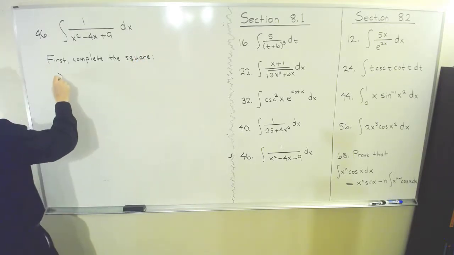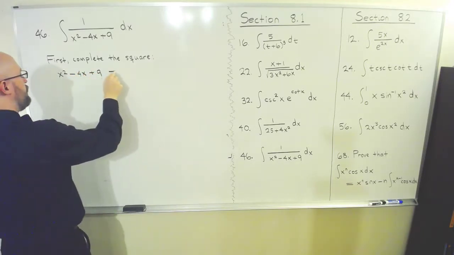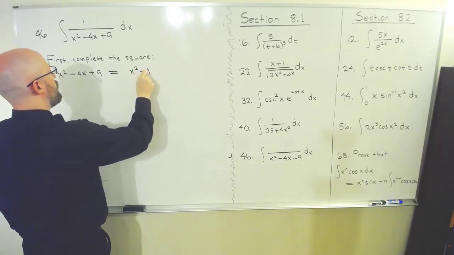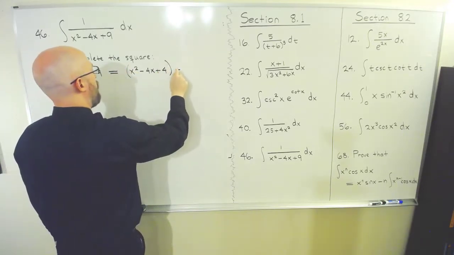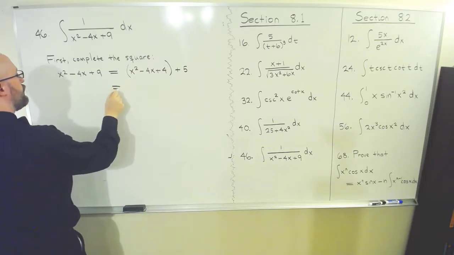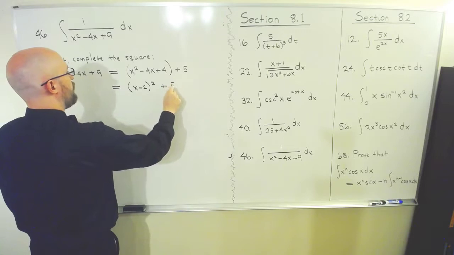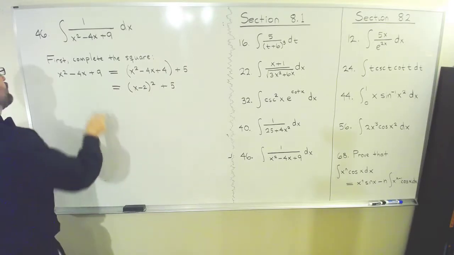Now the way this looks is I can rewrite x squared minus 4x plus 9 as x squared minus 4x plus 4 plus 5. Now the reason I've done that is because then this is equal to (x minus 2) quantity squared plus 5. And you can go back and multiply that out and spend as long as you want on convincing yourself that that's actually right.